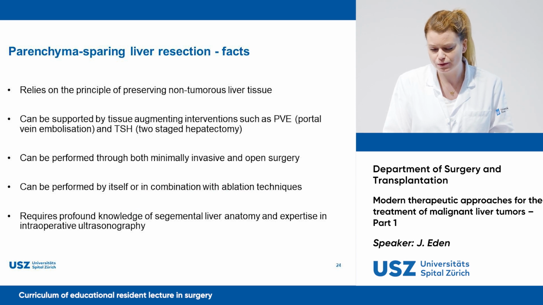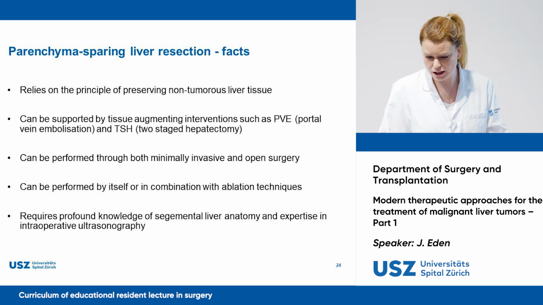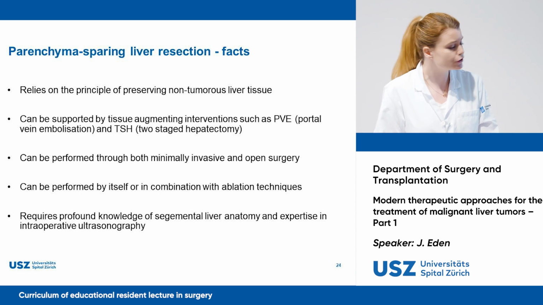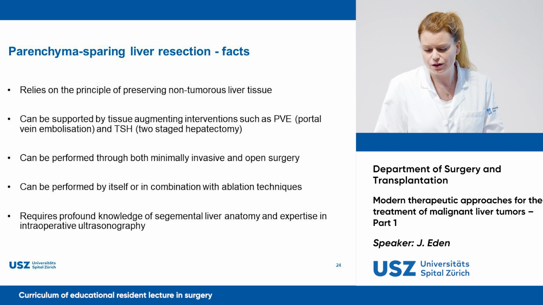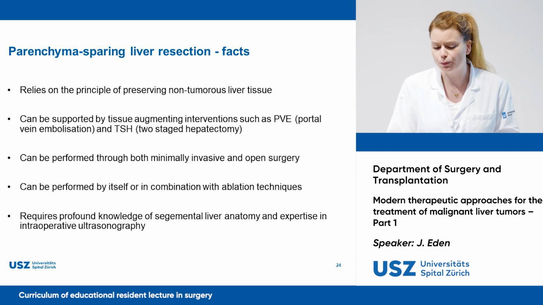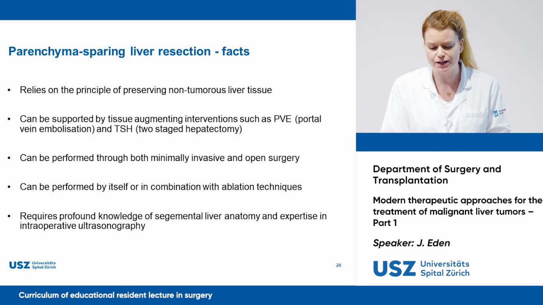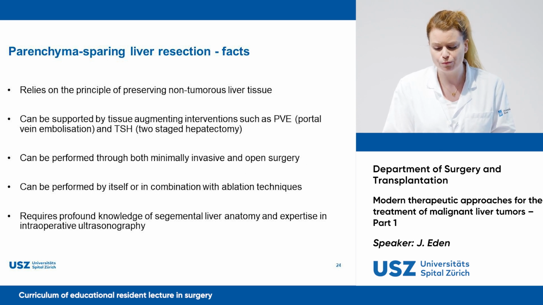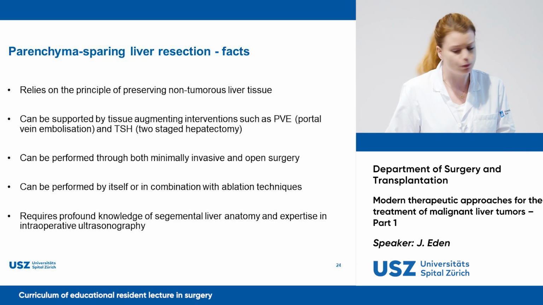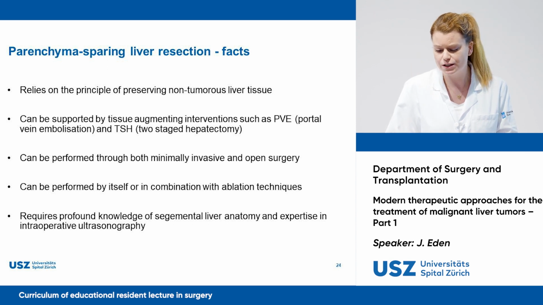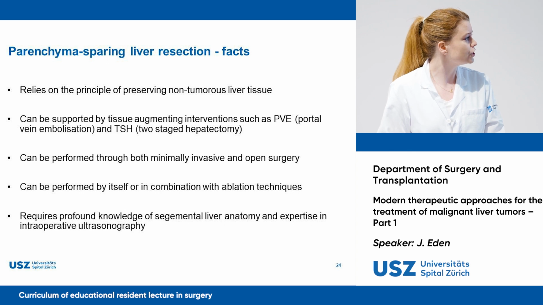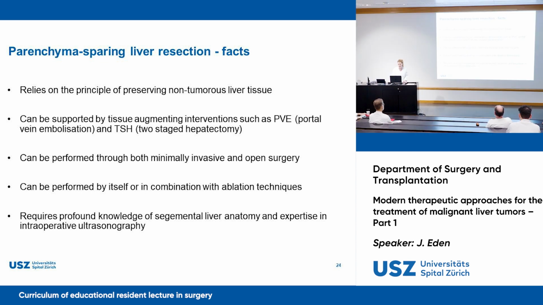Let's talk about the different types of liver resection. And let's talk about parenchyma-sparing liver resection first. It relies on the principle of preserving non-tumorous liver tissue, and it can be supported by tissue-augmenting interventions such as PVE, portal vein embolization, or ligation, and 2-stage hepatectomy. It can be performed both through minimally invasive and open surgery, and it can be performed by itself or in combination with ablation techniques. And it requires profound knowledge of segmental liver anatomy and expertise in intraoperative ultrasonography.